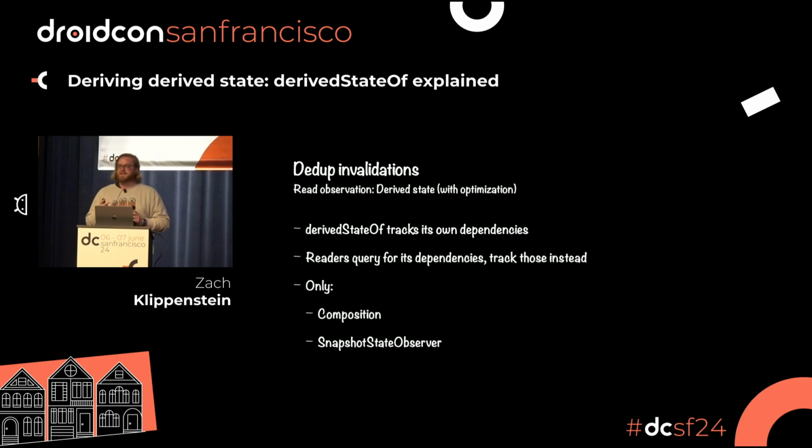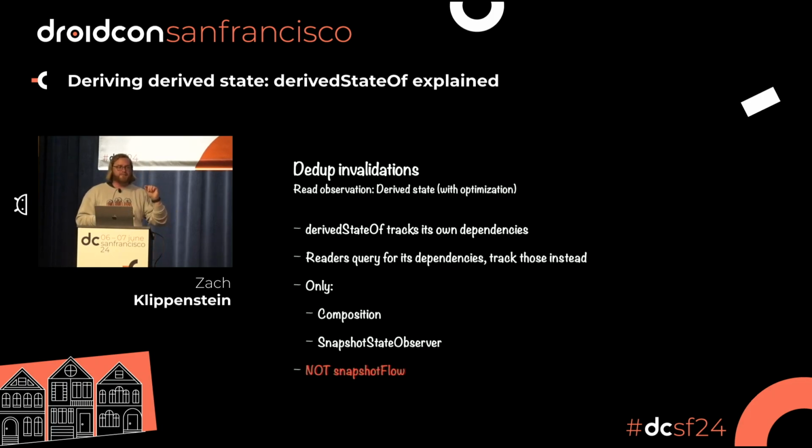Now, the only 2 invalidation scopes that do this are composition and snapshot state observer. Snapshot state observer, again, is the thing that's used inside of the layout lambdas and draw and all that. The reason for that is to do this, it requires calling some APIs that are currently internal. So you can't actually make this work right now outside of the runtime library. But snapshot state observer is kind of like the public API for doing this.